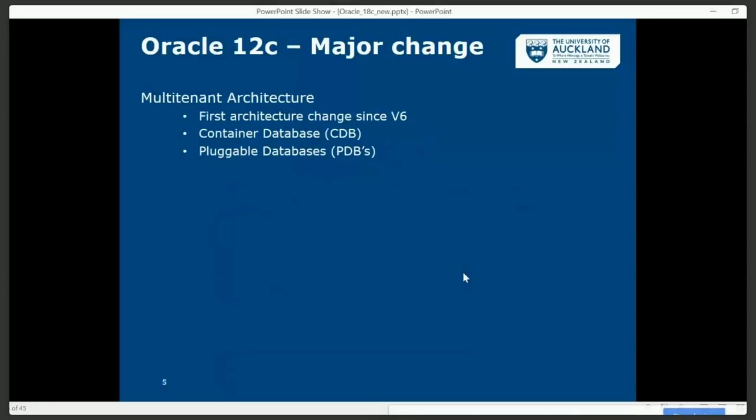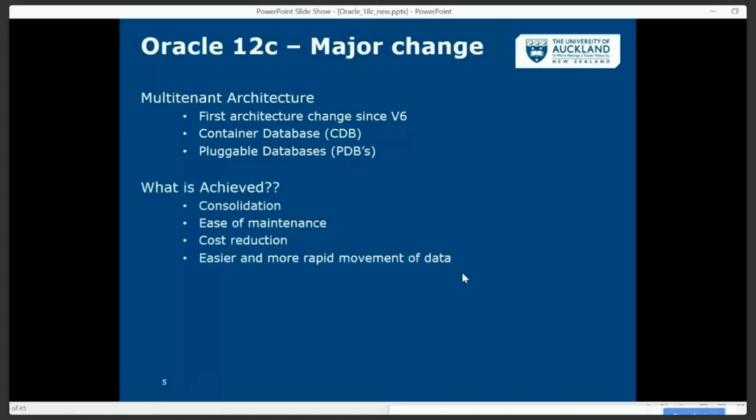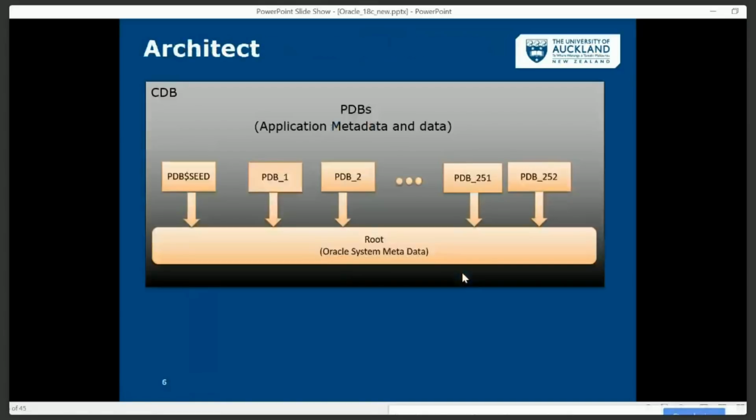From version 6 until 11g, Oracle introduced a lot of improvements, but 12C is a major change afterwards. The major change is the multi-tenant architecture. So what exactly is multi-tenant architecture? It is a container database that can hold many pluggable databases, and those pluggable databases contain the application metadata. Instead of going into theory, I will go to this diagram.